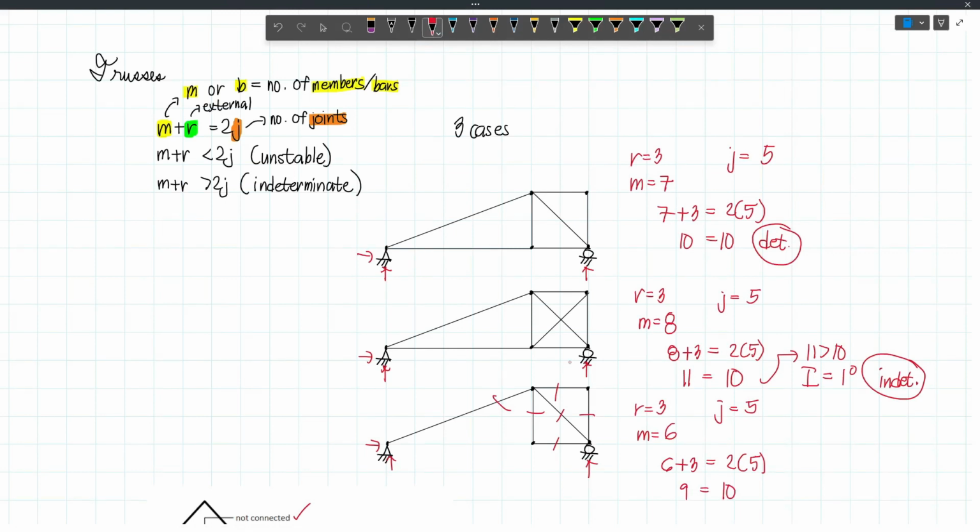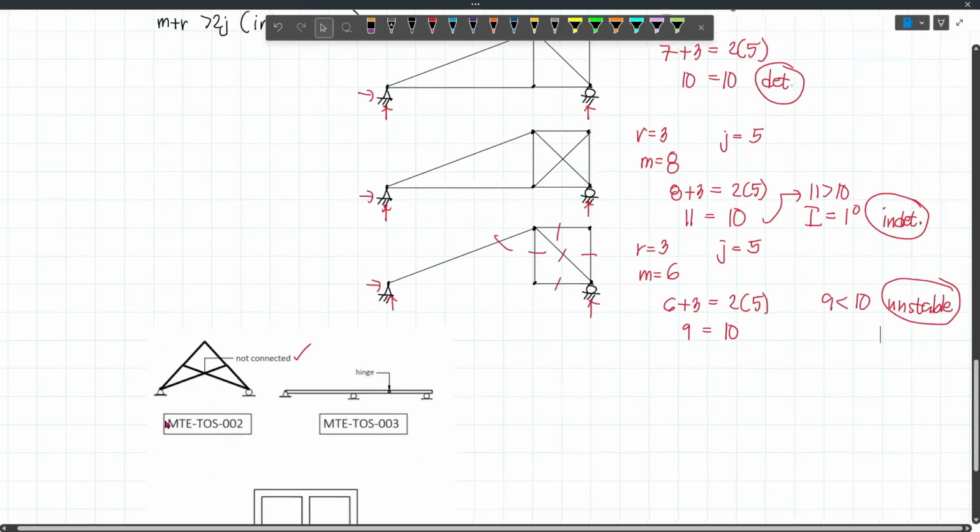Now, again, the left side is lesser than the right side: 9 is lesser than 10. So it means it falls under that condition. So your beam is unstable, your truss.